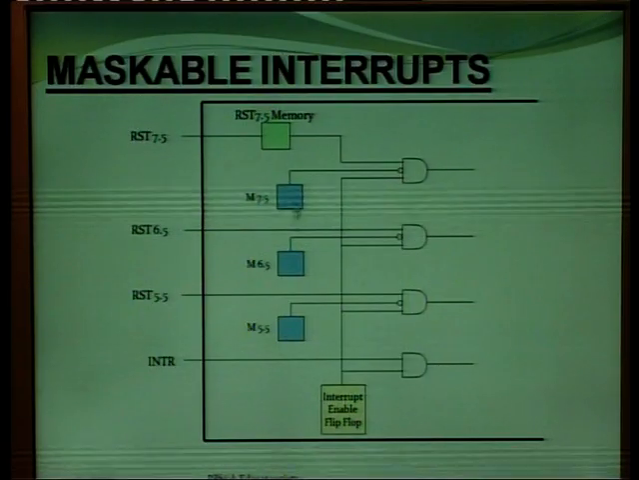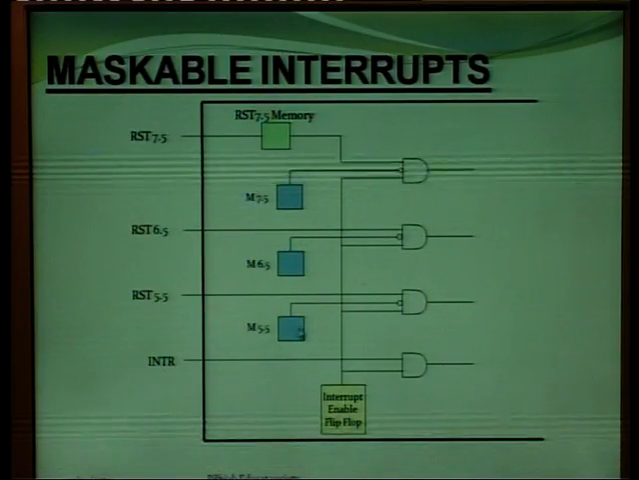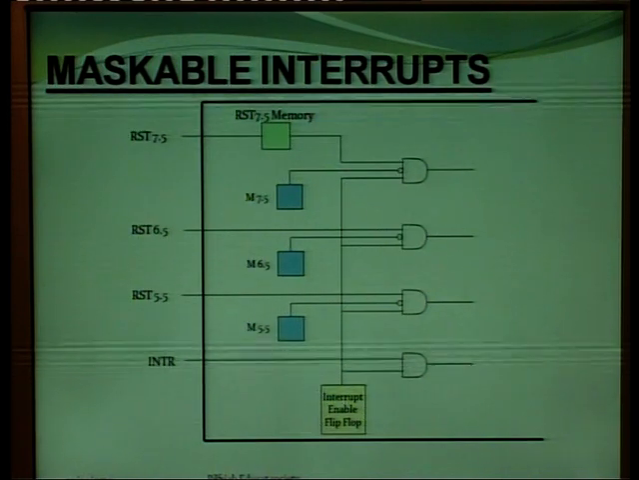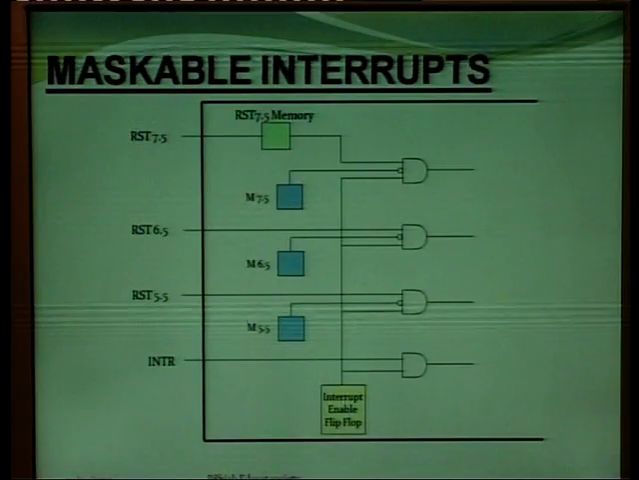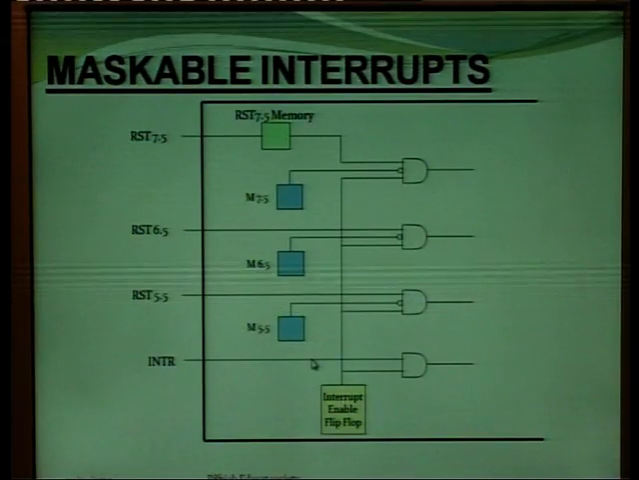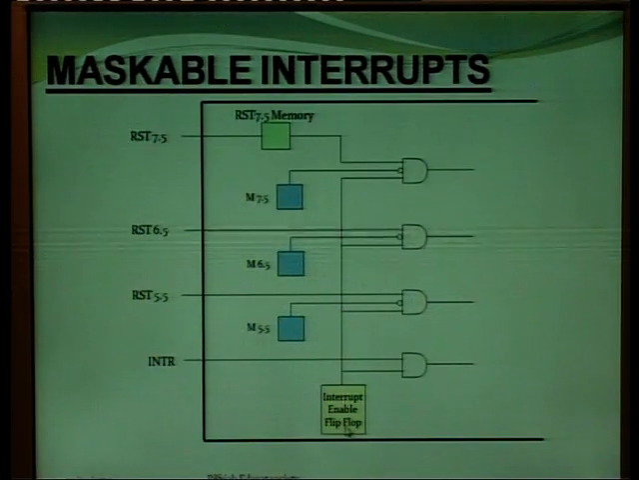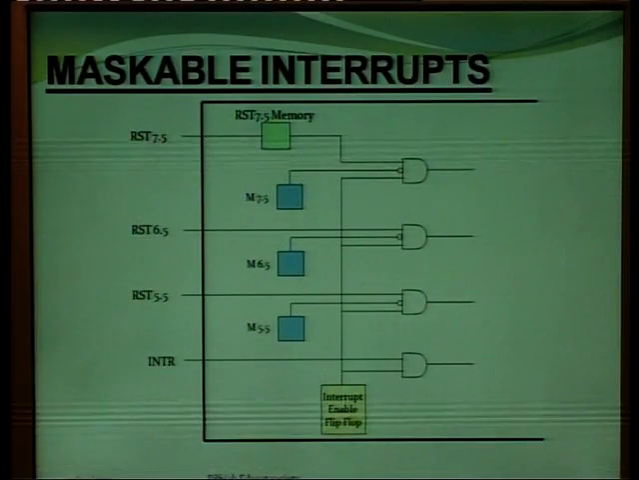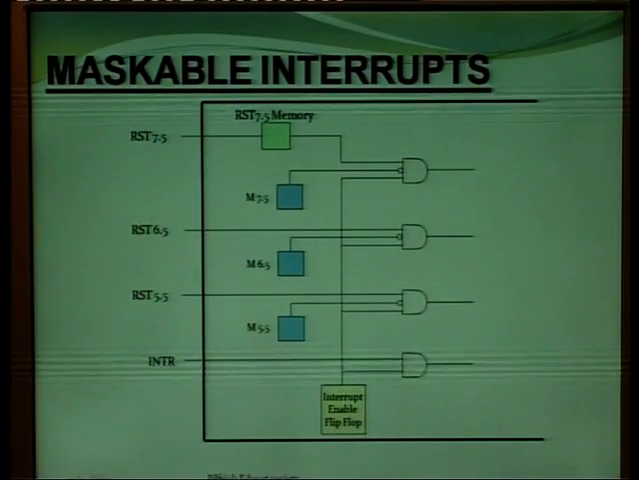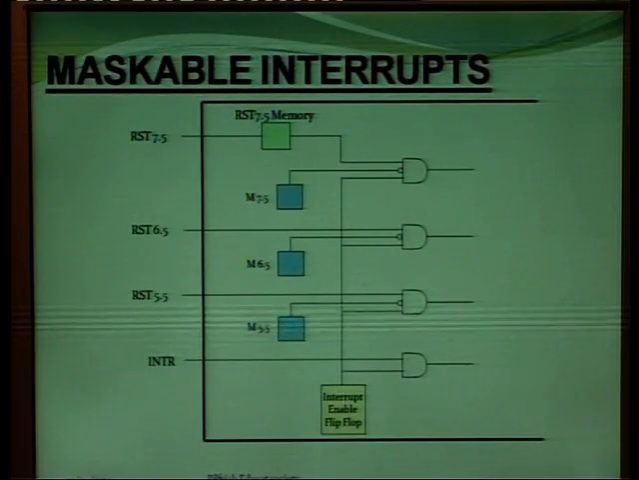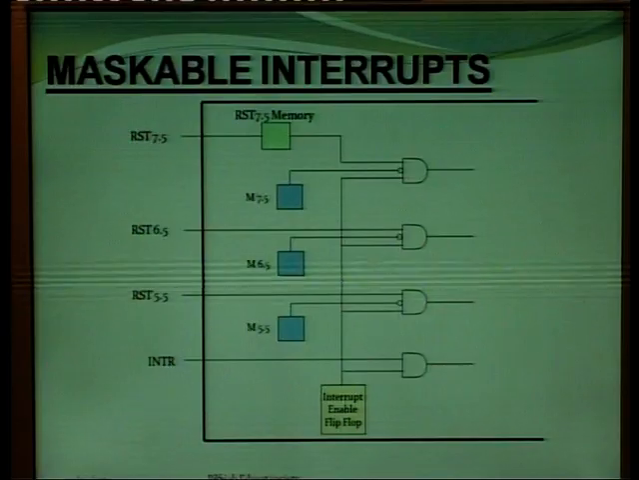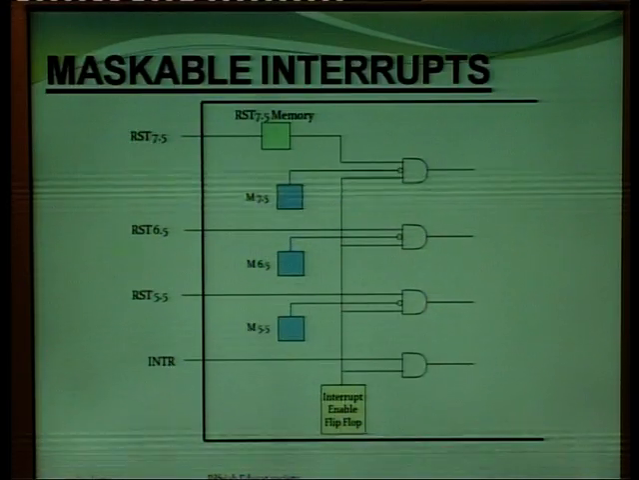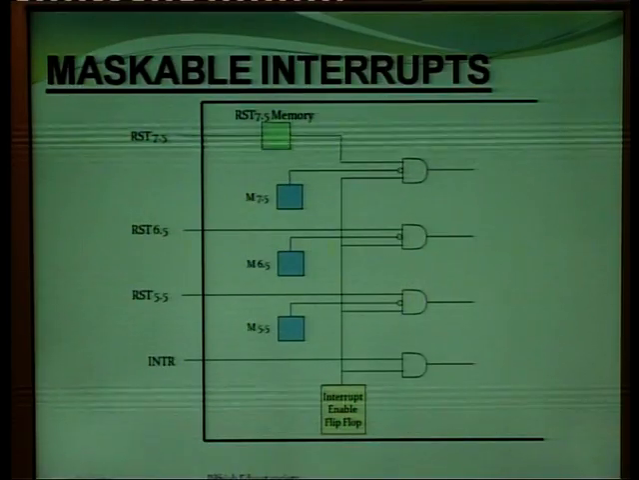6.5 and 5.5, these all have masking bits, and if any particular masking bit is 1, that particular interrupt is disabled. Similarly, these 3 interrupts as well as INTR are enabled or disabled by using the interrupt enable flip flop. So there are 2 ways to enable or disable RST 7.5, 6.5 and 5.5, whereas the INTR interrupt is enabled or disabled through the instruction EI or DI.